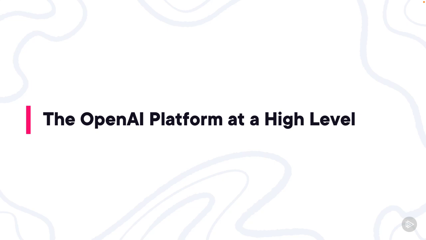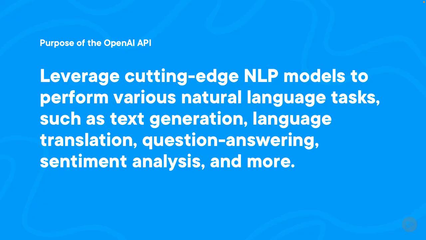Whenever you're working with a platform that has an API, like in this case, it's always important to understand at a high level the why, the what, and the how. Hence, let me give you a high level overview of the OpenAI platform. The primary purpose of the OpenAI API, which is part of the platform, is to leverage cutting edge NLP models, NLP meaning natural language processing, with the objective of performing various natural language tasks, such as text generation, language translation, question answering, sentiment analysis, and more.